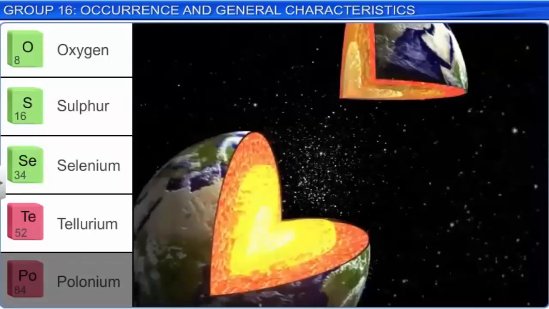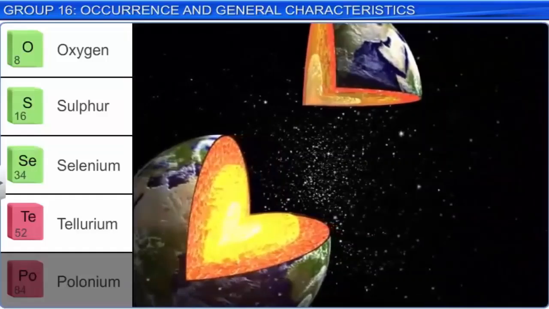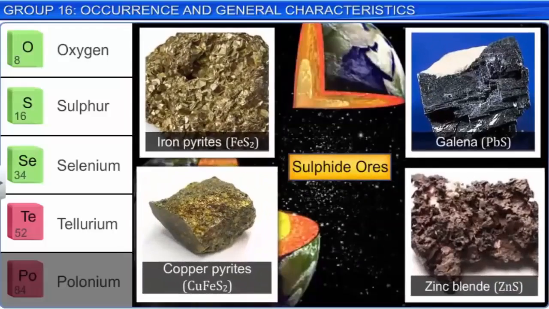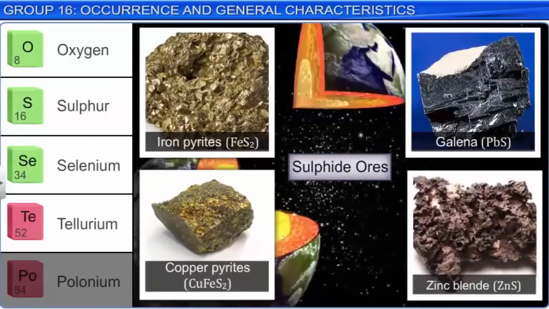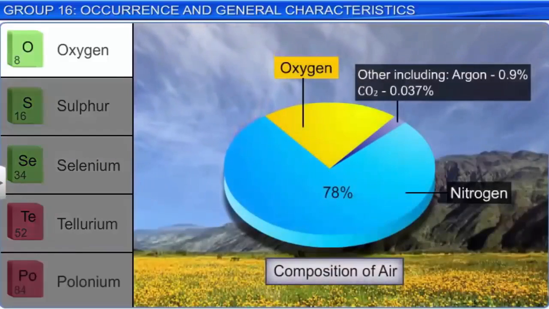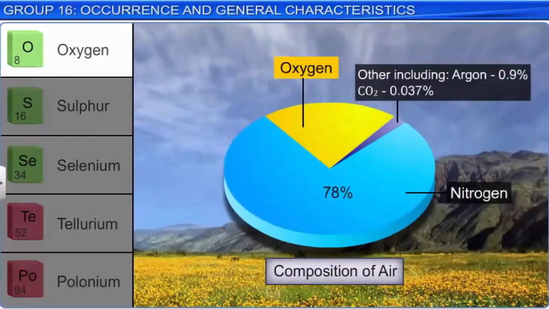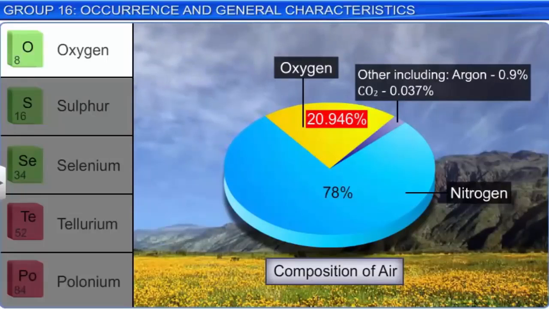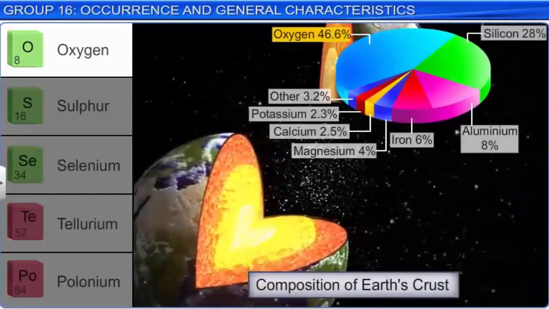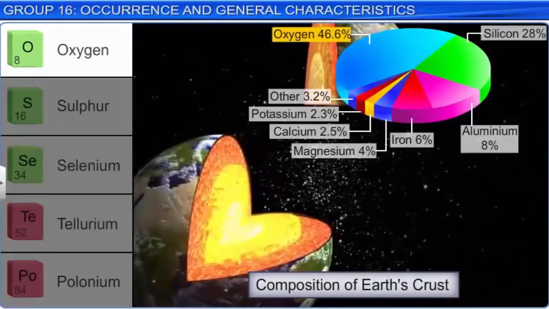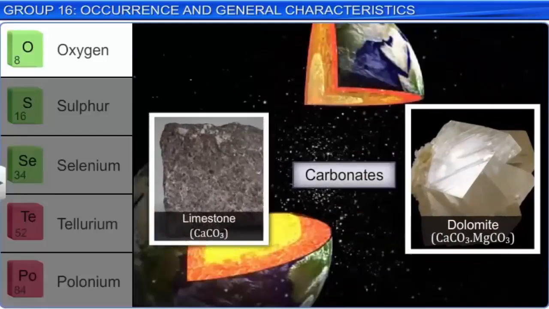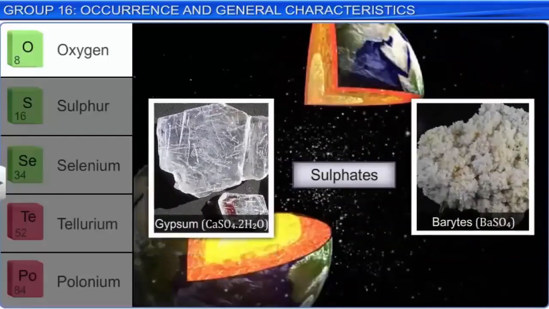Because a large number of metal ores are found in the Earth's crust as oxides or sulfides. Oxygen is the most abundant element available in nature. It forms 20.946% of air by volume and 46.6% of the Earth's mass, mostly in the form of silicates and other compounds like carbonates, sulfates and oxides.